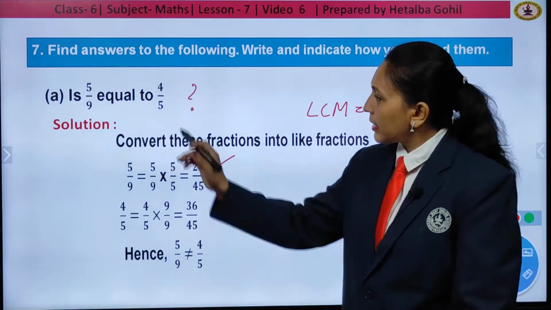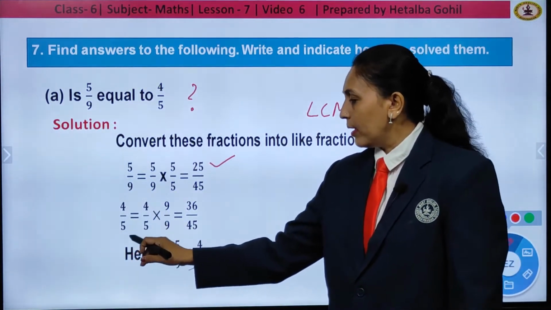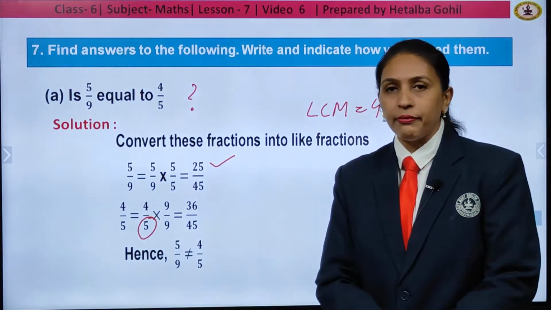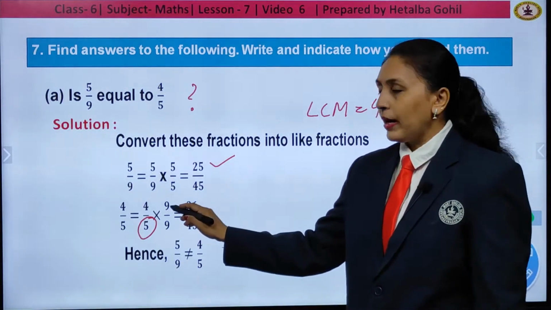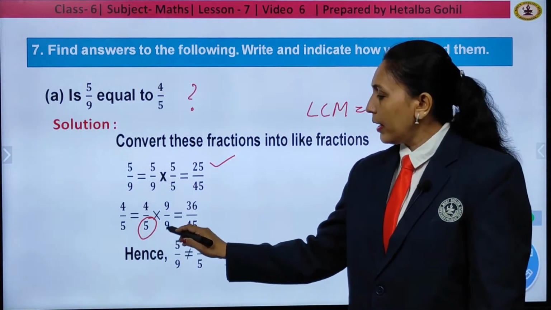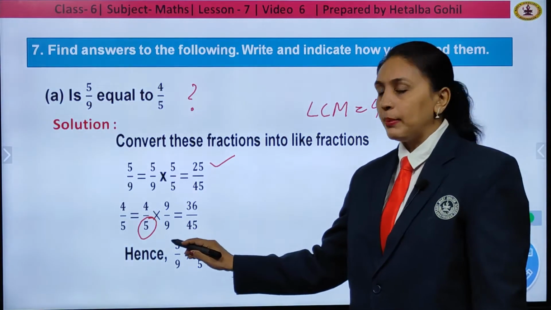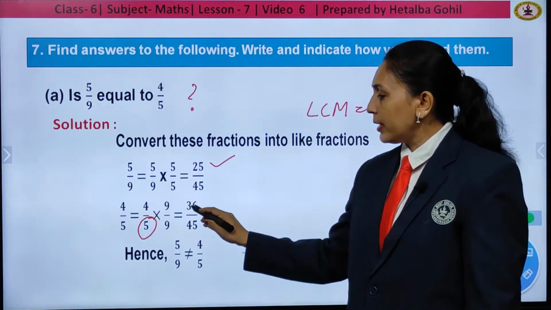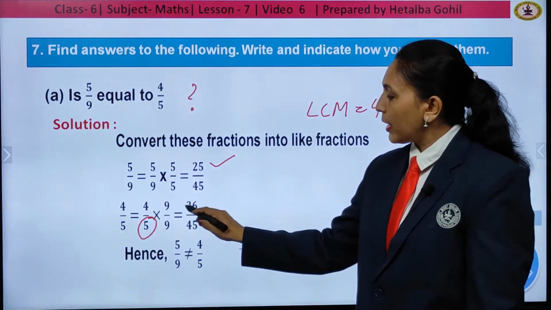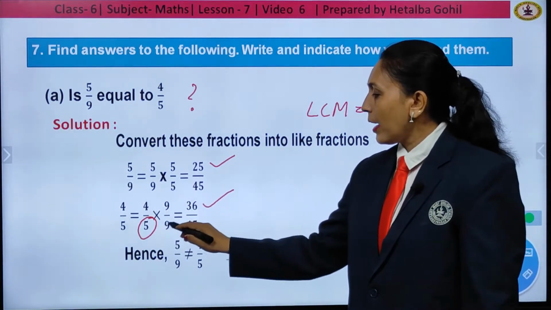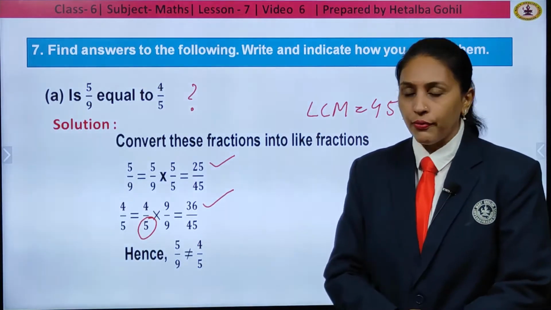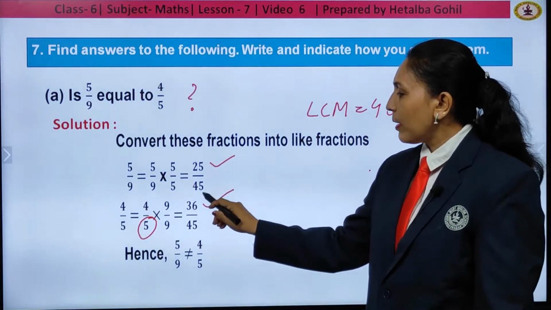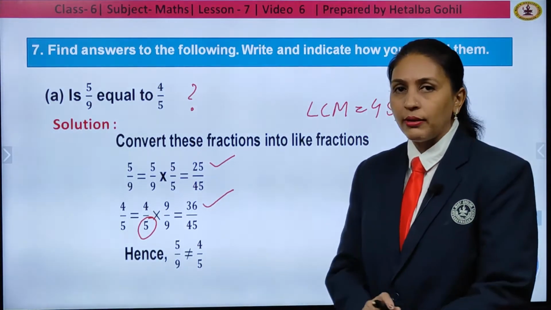Okay. Next, the second fraction is 4 by 5. So the denominator is 5. To convert this 5 to 45, children, I need to multiply by 9. So numerator and denominator both I have to multiply with the same number 9. So multiplying now the numerators and denominators, 4 into 9 I get 36, 5 into 9 I get 45. So I got the two fractions converted equally, that is 25 by 45 and 36 by 45.